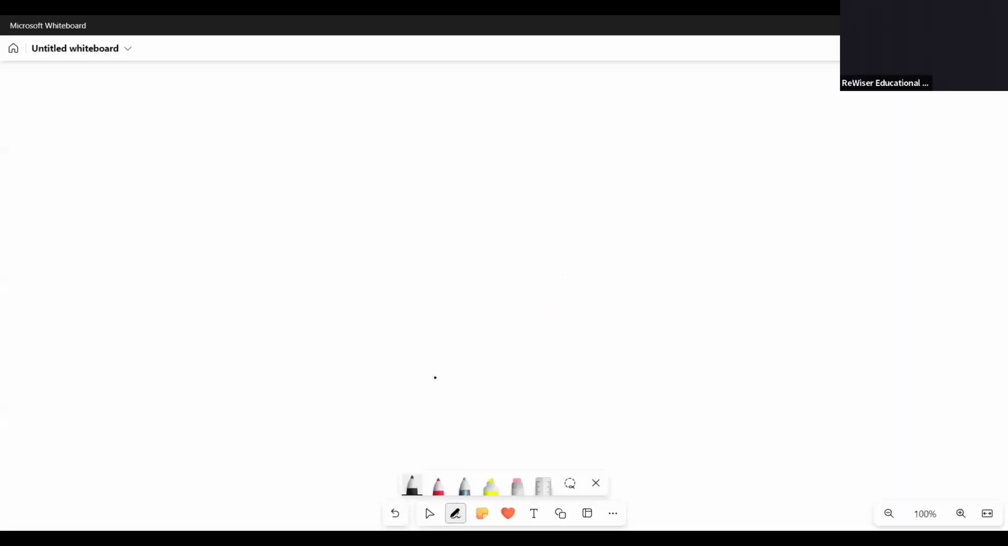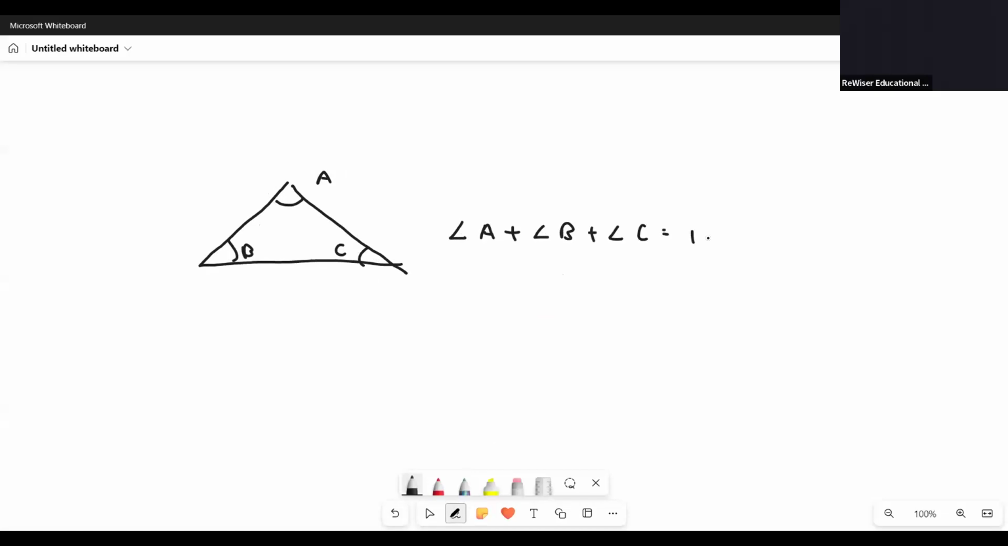So the other properties that we have in a triangle is the generic property. That means the sum of the angles of a triangle is 180 degrees. It's quite commonly used in most of the sums. So if this is angle A, this is angle B, this is angle C, then angle A plus angle B plus angle C must be equal to 180 degrees.